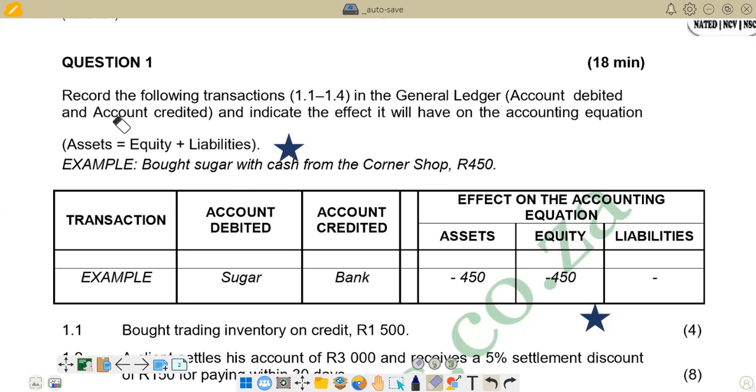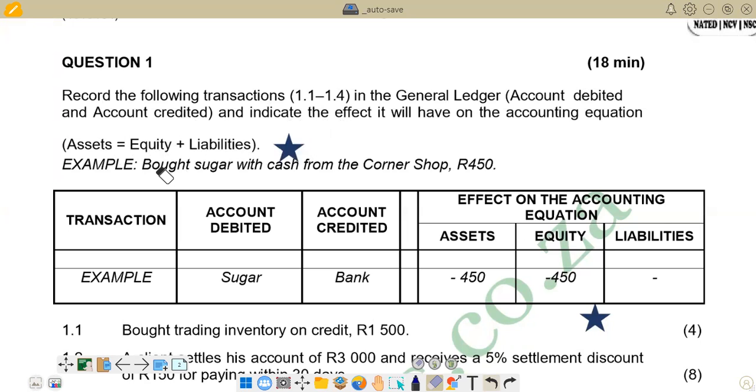The question reads, record the following transactions from 1.1 to 1.4 in the general ledger (account debited and account credited), and indicate the effect it will have on the accounting equation. And then we are given the accounting equation, which is assets equals equity plus liabilities. And remember, equity represents owner's funds.